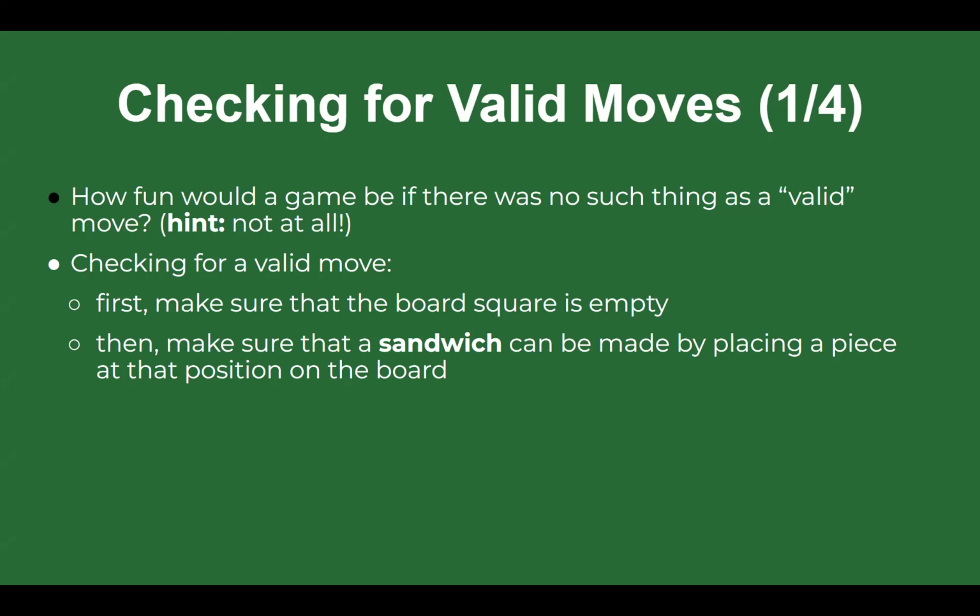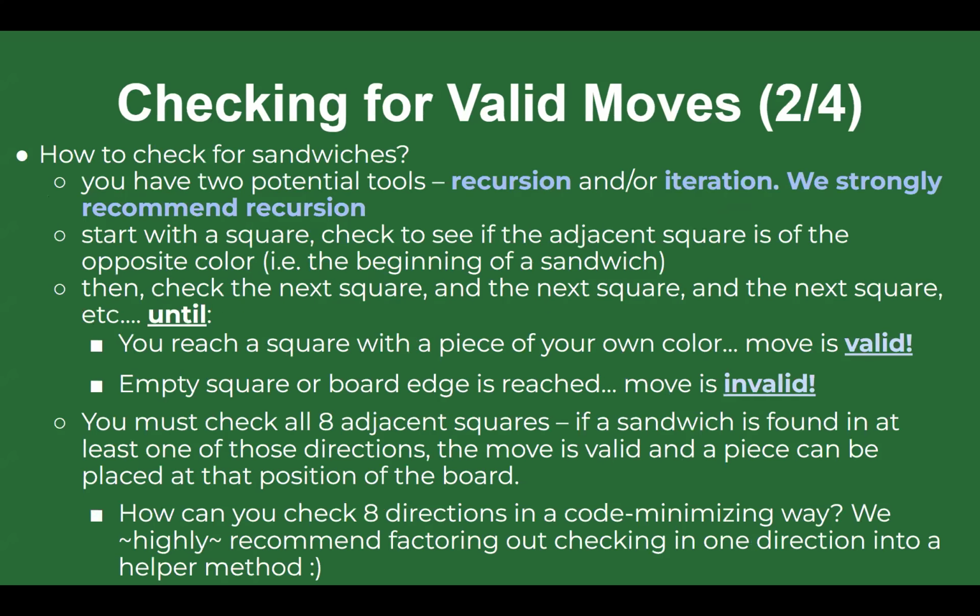So basically we want to check for valid moves. The first condition for a move to be valid is that there's no piece there already. Seems pretty obvious. And then the second one, which is a little bit more challenging, is that we need to make sure that the move would create a sandwich of the opposite color's pieces by placing it. So how can you check if it will create a sandwich?